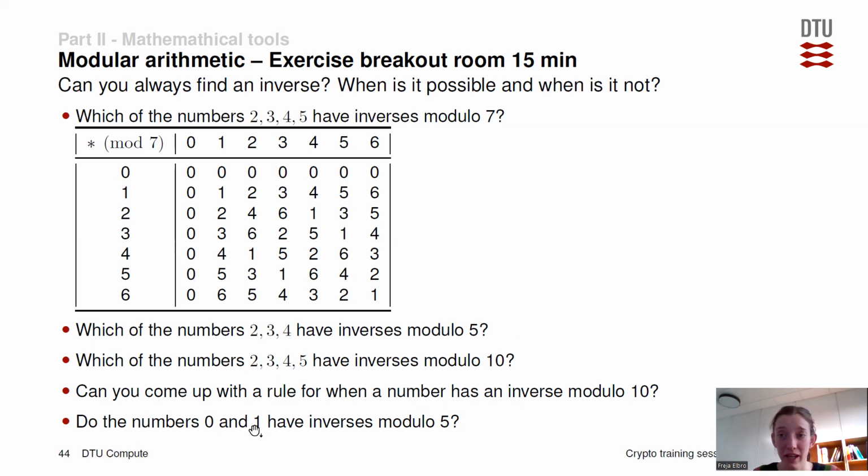0 and 5, do they have inverses modulo 5? Well, 0 doesn't. There's nothing you can multiply 0 with to give 1. 1 does. 1 is its own inverse. 1 times 1 is 1, so therefore 1 has an inverse. Okay.